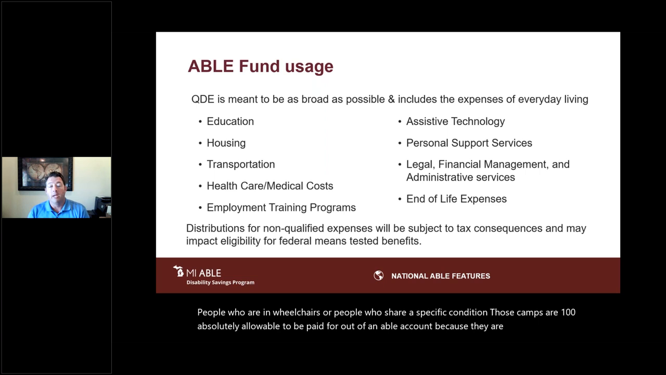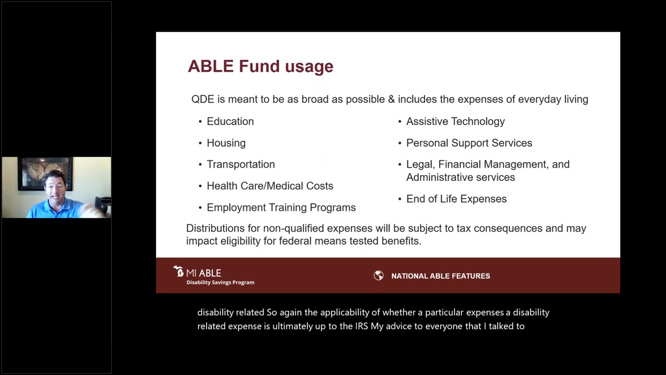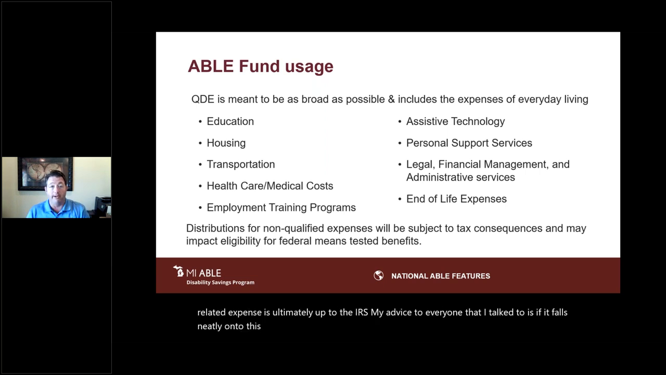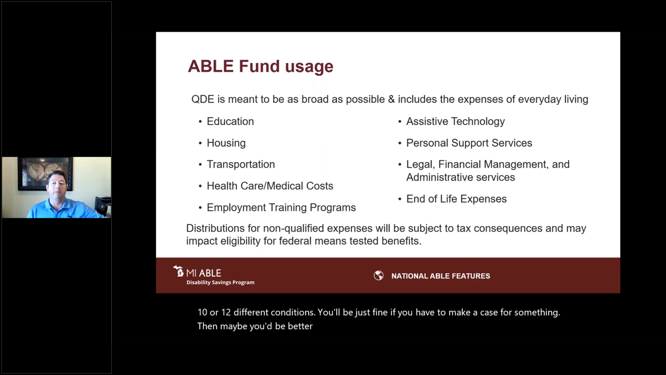disability related. So again, whether a particular expense is a disability related expense is ultimately up to the IRS. My advice to everyone that I talk to is if it falls neatly onto this list of these 10 or 12 different conditions, you'll be just fine. If you have to make a case for something, then maybe you'd be better off spending money outside of ABLE on that particular thing. So I hope that helped. So the answer to recreation is sort of.